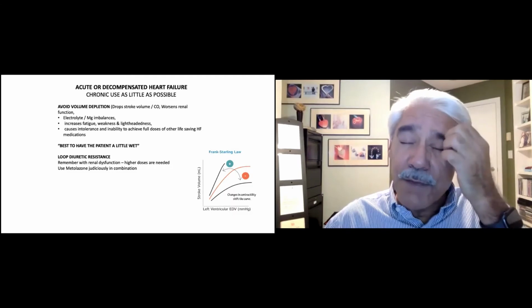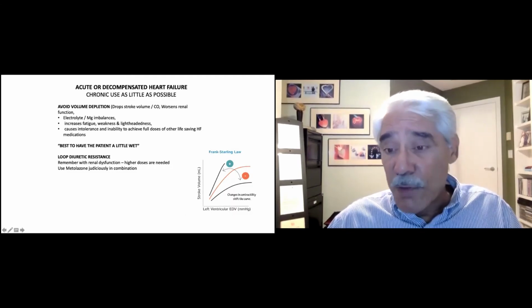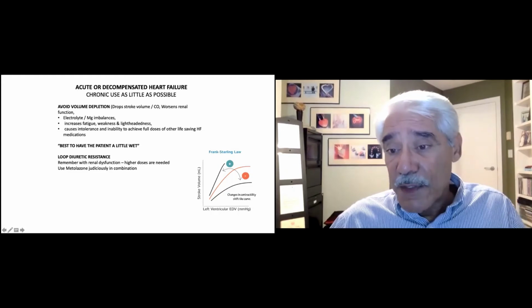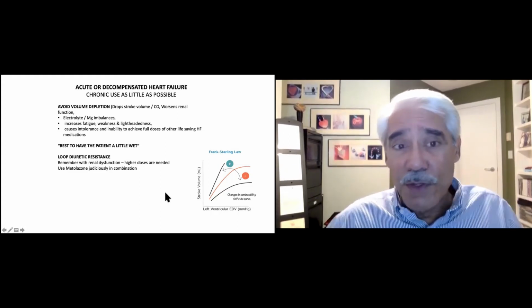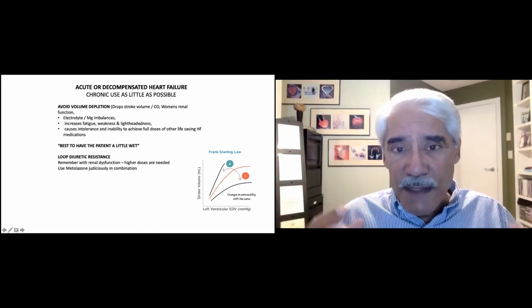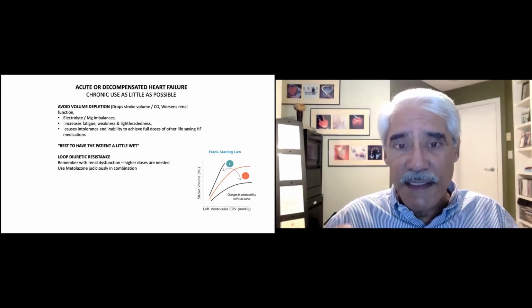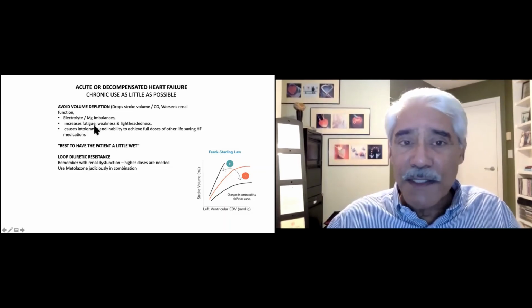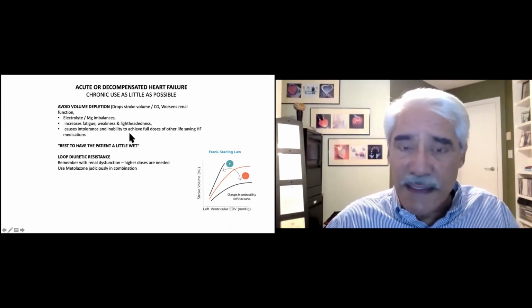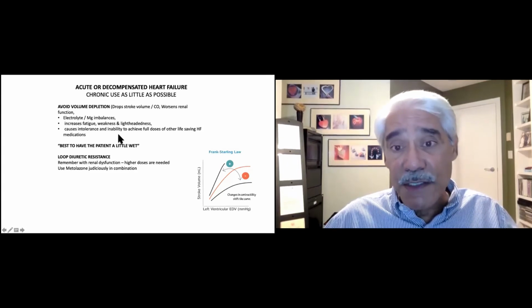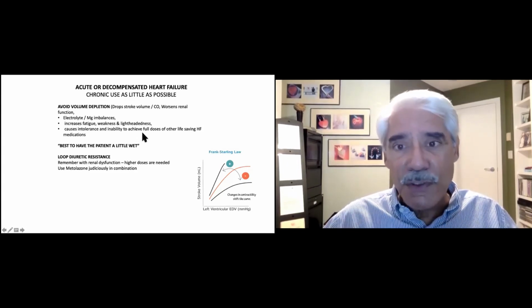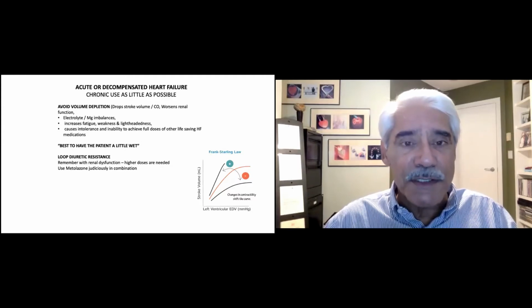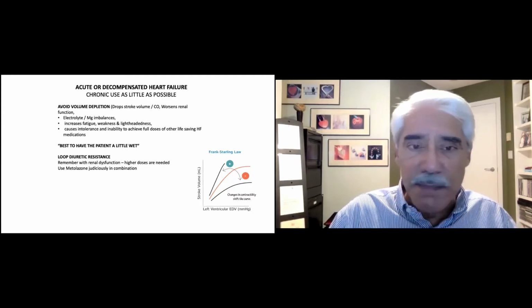loop diuretics. And I go back to the Frank-Starling curve, and you will see that as you decrease left ventricular volume, you can bring down the stroke volume. So if you deplete the fluid more than is necessary, and you make the patient hypovolemic, you're going to drop the forward cardiac output, and you're going to have the patient getting more fatigue, weakness, lightheadedness, dizzy. And in that situation, you may not be able to use the full doses of the other life-saving medications because of the problem created by the loop diuretic.